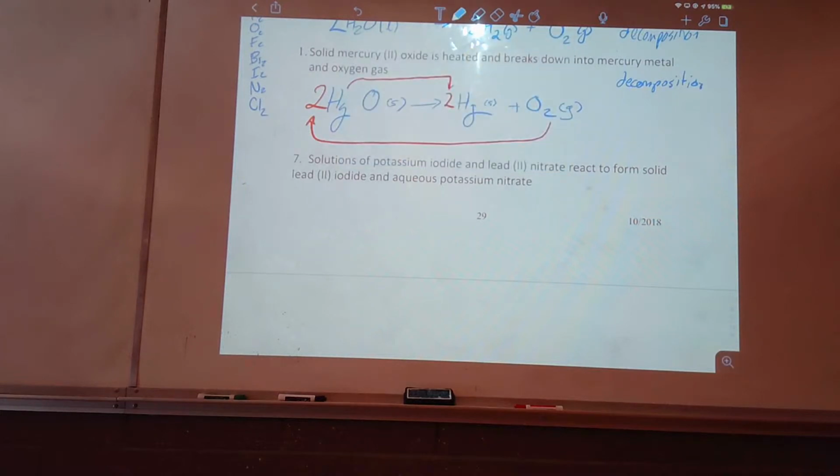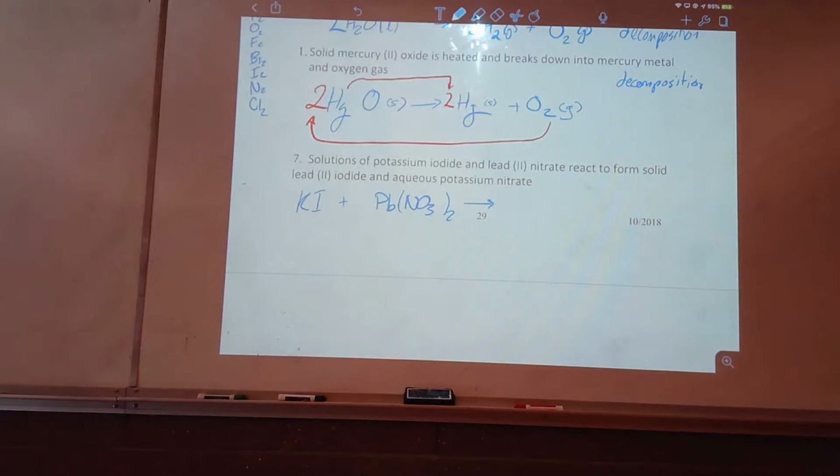Solutions of potassium iodide, which is KI, and lead 2 nitrate. So that's Pb 2 plus and NO3 minus. We need to balance that chemical first. So how do I balance this chemical? Brackets, and I need 2 of them. Okay, I'm going to slide that over. I get an eraser and fix those symbols.